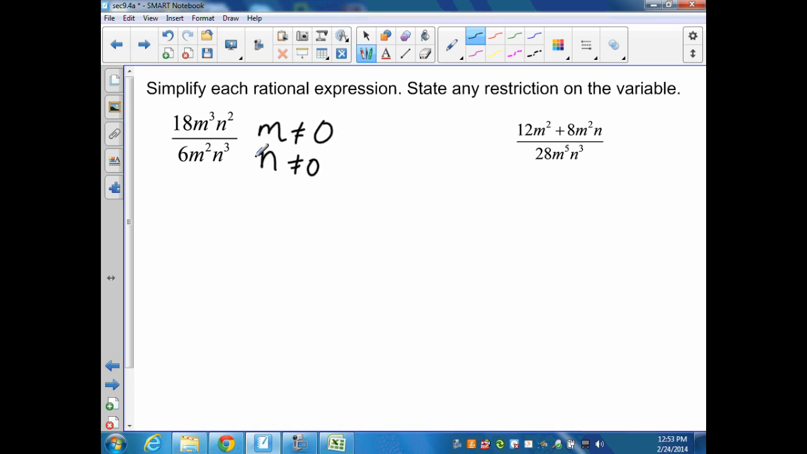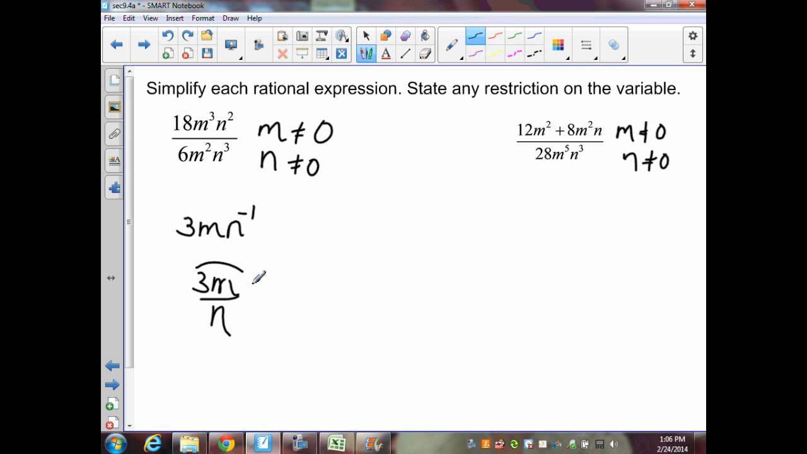Now I can simplify. 18 divided by 6 is 3. m cubed over m squared, we write the m in the numerator. 3 minus 2 gives me m to the first. Again, n squared over n cubed. 2 minus 3 is a negative 1 exponent. But with the negative 1 exponent, I know that drops to the denominator. 3m over n. By simplifying, I eliminated the m in my denominator from the original problem.